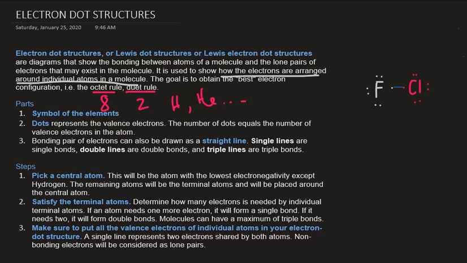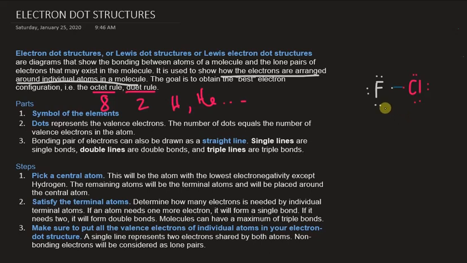So the electron dot structure is composed of three parts. We have the symbol of the element. Next are the dots. The dots represent the valence electrons. Again, only the valence electrons are shown in the electron dot structure, not all the electrons. The valence electrons are the electrons found on the outermost energy level, so they are the farthest from the nucleus. We can get this from knowing the electron configuration of an atom.